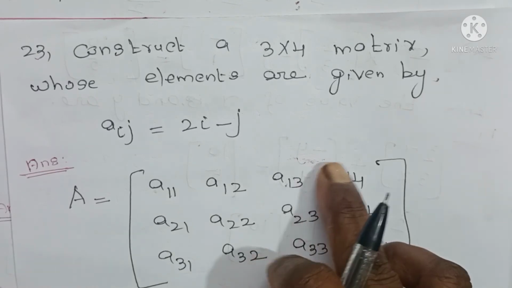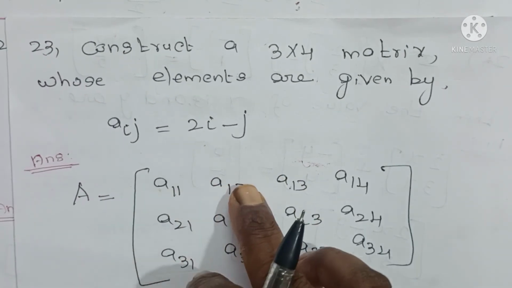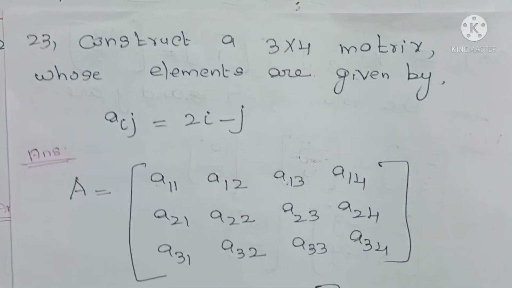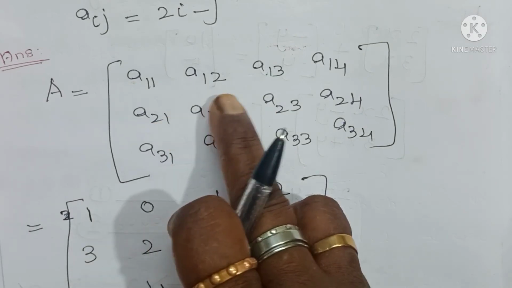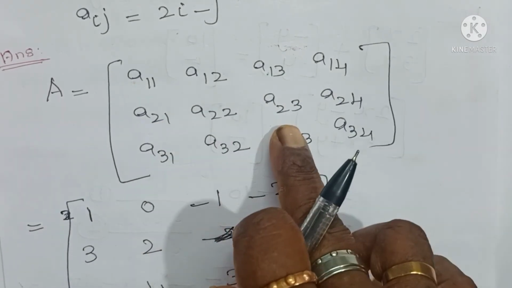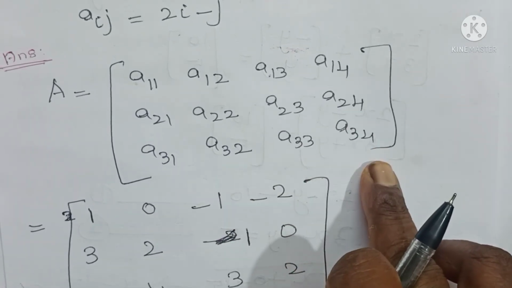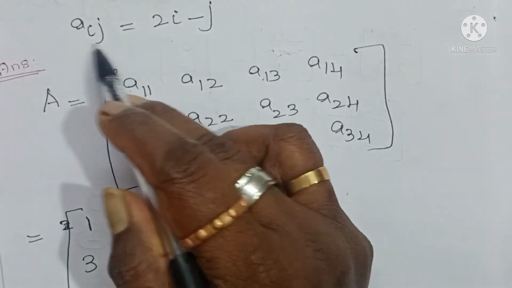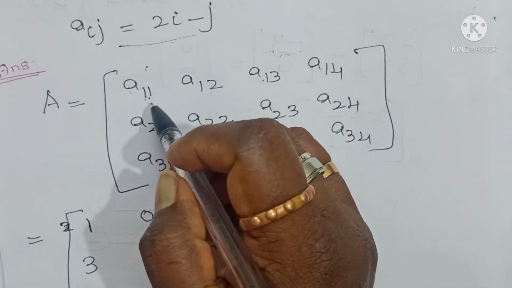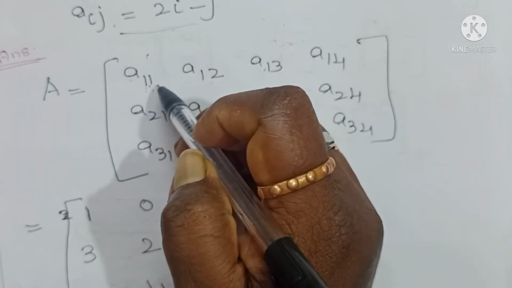Construct a 3 by 4 matrix whose elements are given by Aij is equal to 2i minus j. First you have to write the 3 by 4 matrix: A11, A12, A13, A14, next A21, A22, A23, A24, A31, A32, A33, A34. Then you have to use this formula. A11 means i is equal to 1, j is equal to 1. So what is Aij? 2 into 1 minus 1.